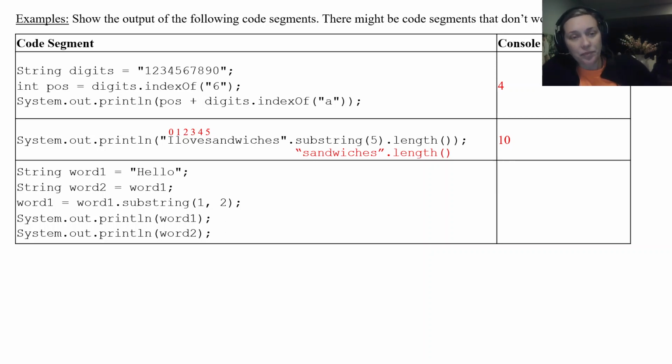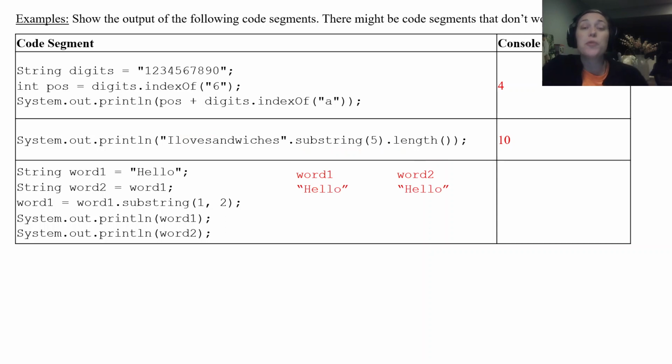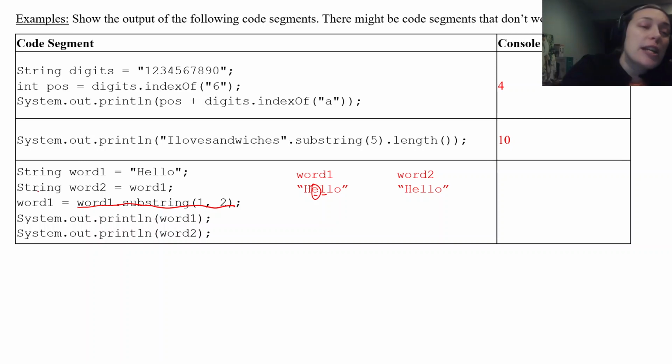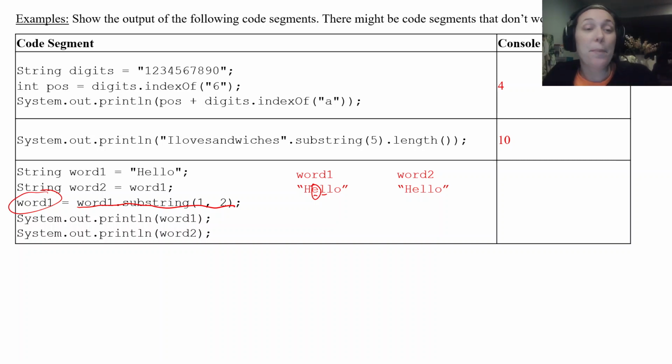Last one. Word 1 is hello, and word 2 is hello. 2 separate variables. Word 1 equals word 1 dot substring 1 comma 2. So this is evaluated. Word 1 dot substring 1 comma 2 means it's just going to be the E. Now E is going to get stored in the same variable as word 1. A new address is written, but it's going to become word 1. So hello disappears and E gets stored in word 1. So now when you go to print them off, E and hello are word 1 and word 2.